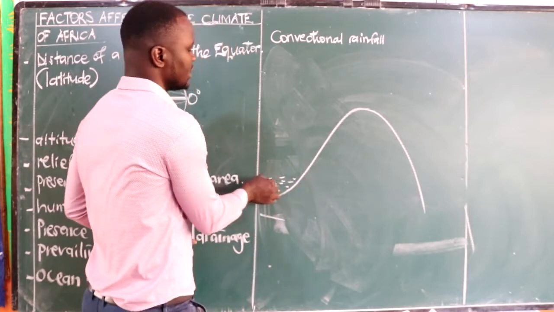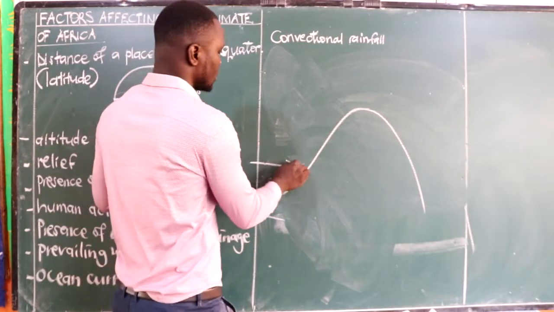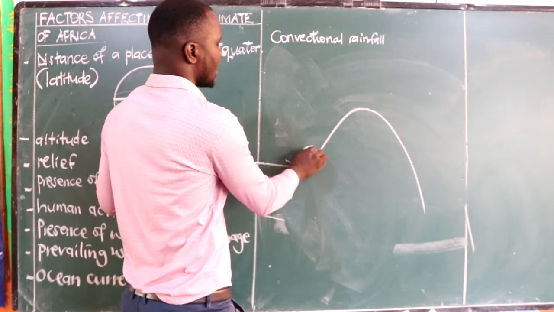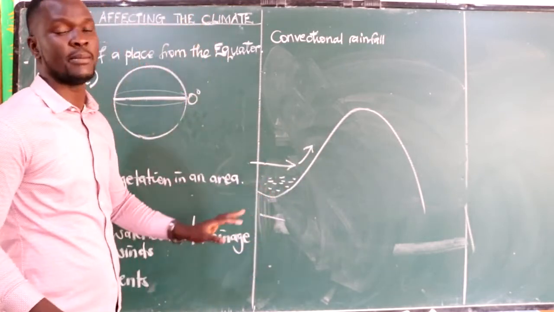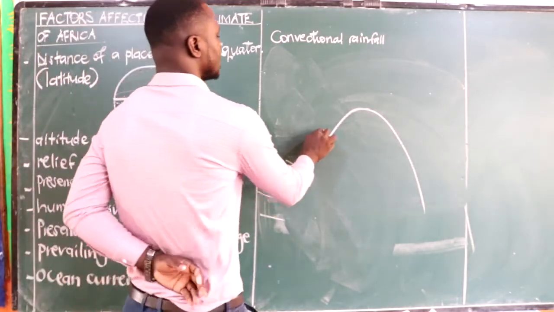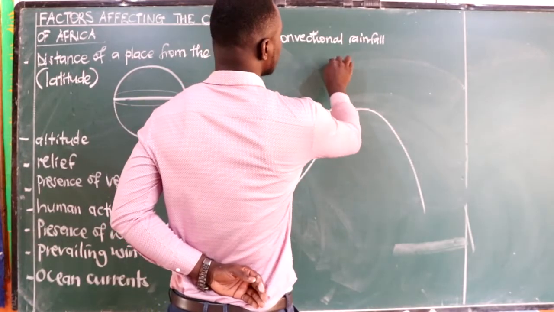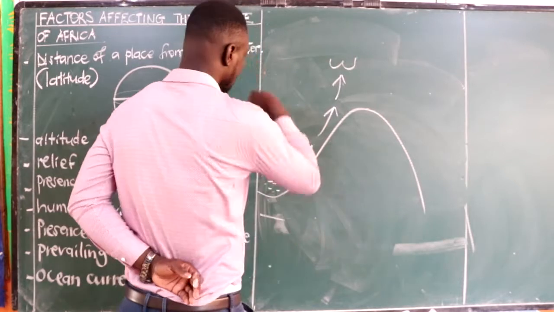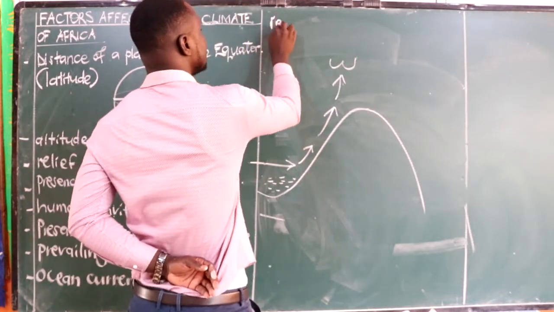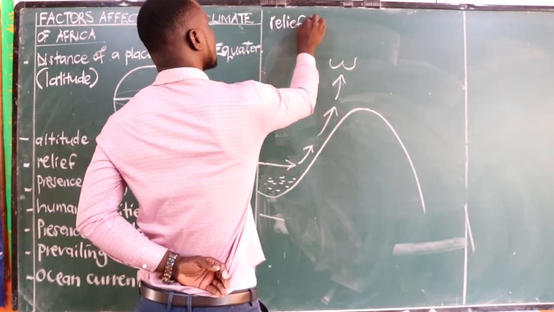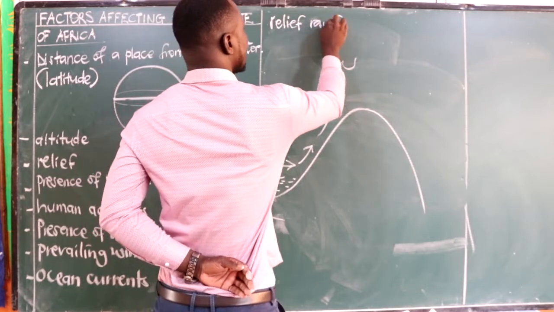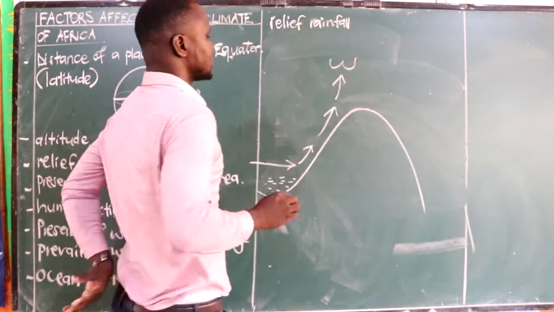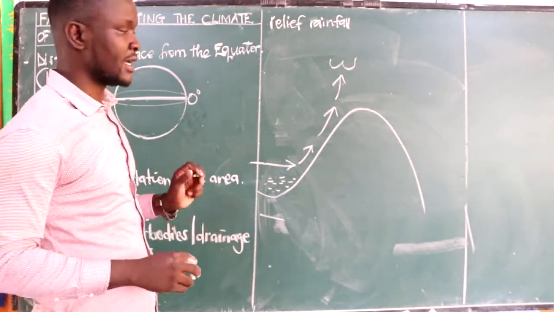So what happens is wind blows, and this warm wind will carry the moisture, which it will lose into the atmosphere. Remember, this is not again convectional rainfall. This is now relief rainfall. We are understanding how relief can affect the climate.